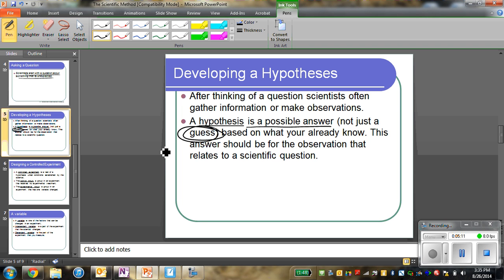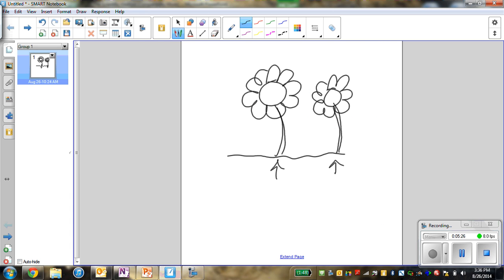Analyze what you already know about the topic, and then put forth that educated guess based on what you know already. Okay? So again, this relates to the observation and the scientific question. So if we were looking at our plant experiment, we would say, maybe the amount of nutrients in the soil in this area is at a higher amount than the amount of nutrients in the soil in this area. And that may be what has led to the difference in height.